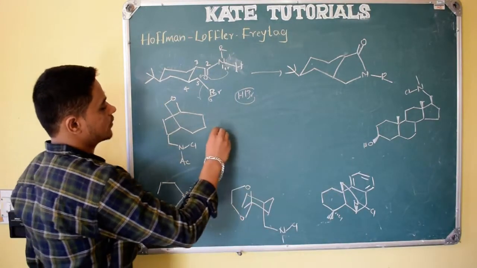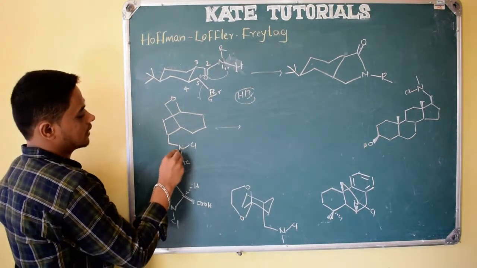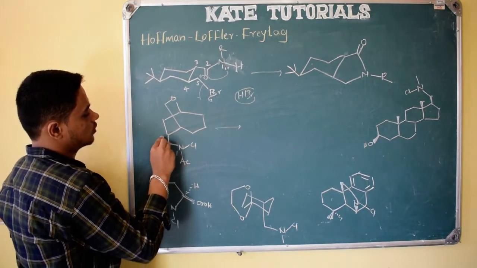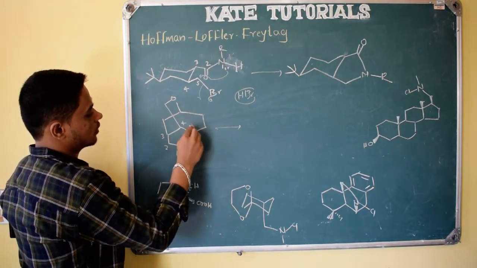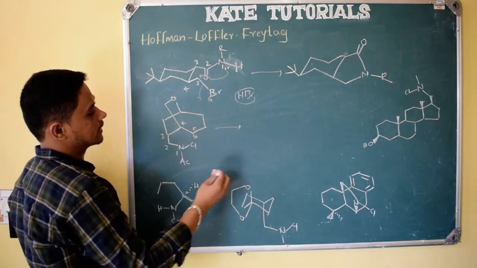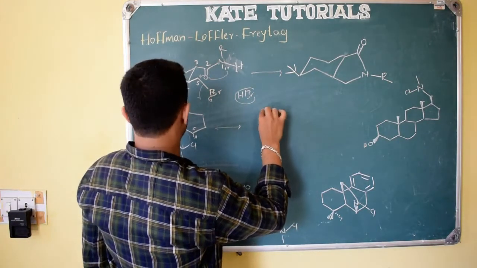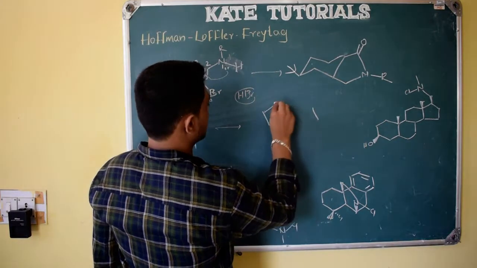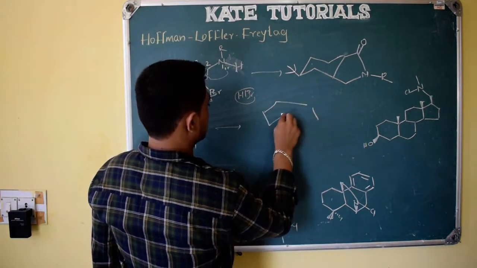So here also if we do the reaction, see here nitrogen 1, 2, 3, 4, and the 5th carbon has hydrogen. So here ring formation occurs like this. So the final product mechanism you know. So no need to tell me again and again, right?